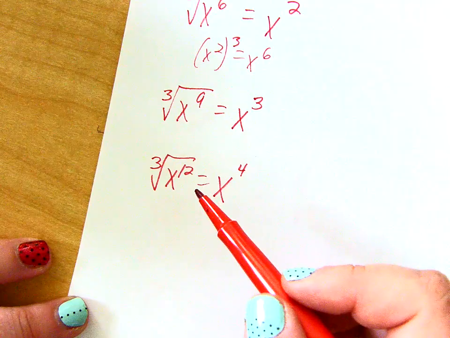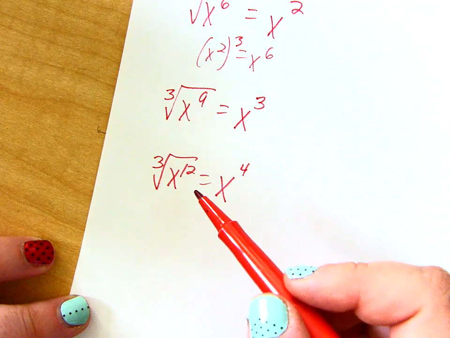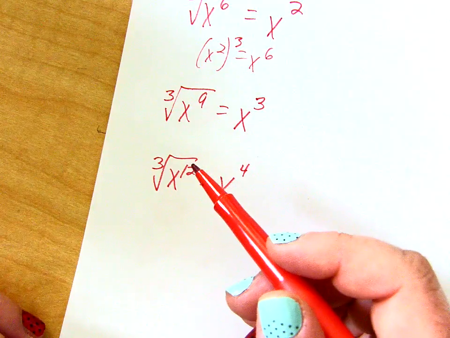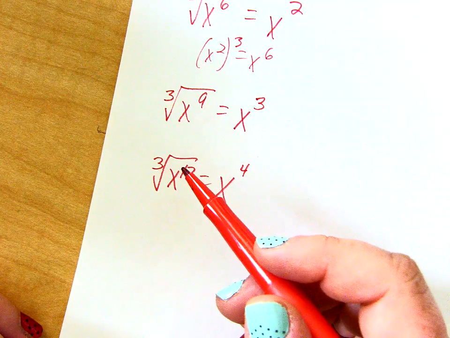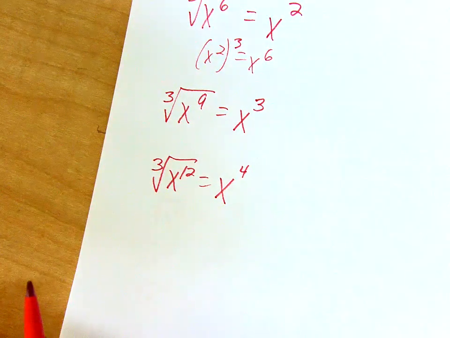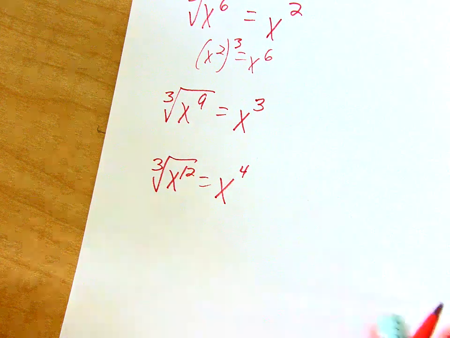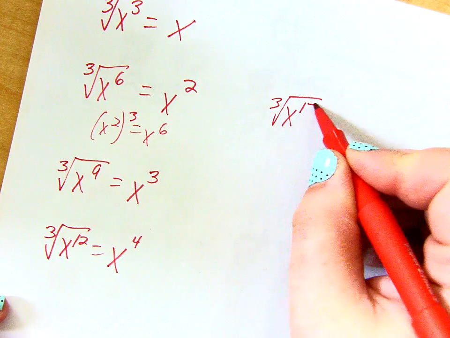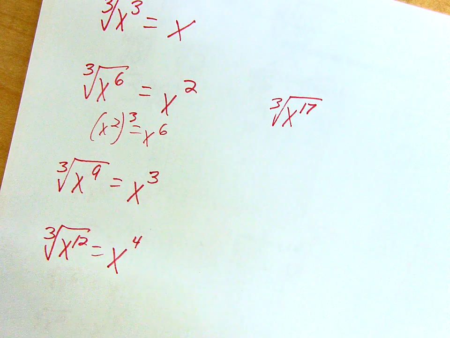Yeah, well, that's great, except when the number in there is not a multiple of 3. So it doesn't divide by 3 evenly. What in the heck are you supposed to do then? Let's say, for example, I want to take the cube root of x to the 17th. I can't do 17 divided by 3 evenly.